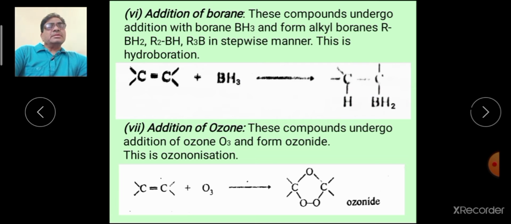Then addition of ozone. Of course, ozone is O3, which is added across the double bond, and ozonide is formed. The reaction is known as ozonization.